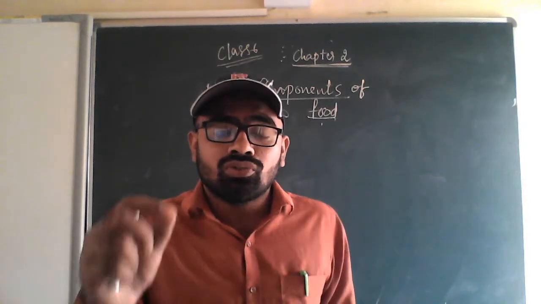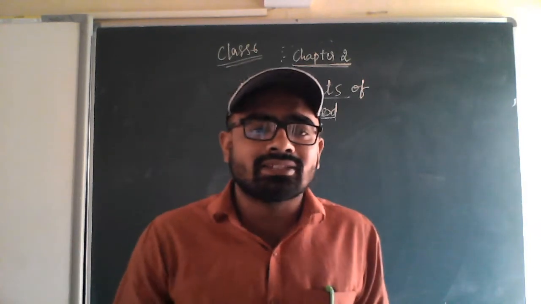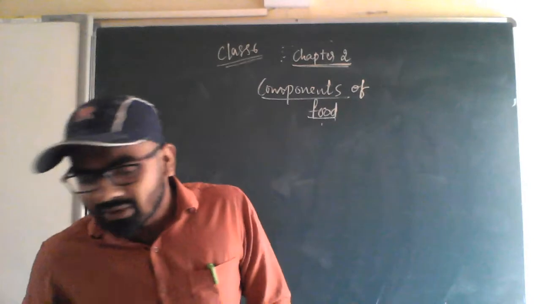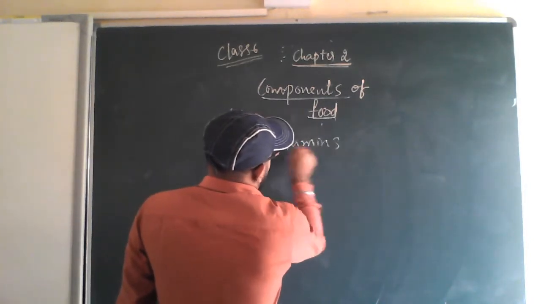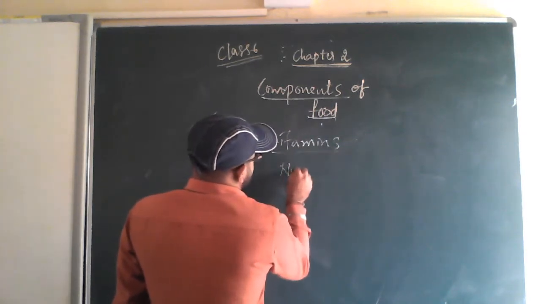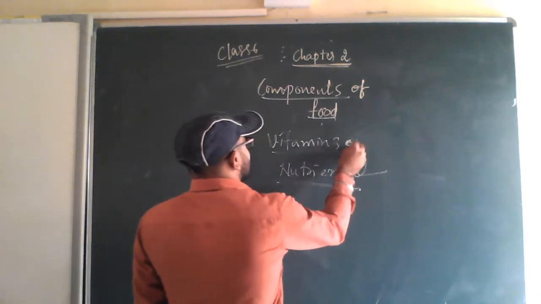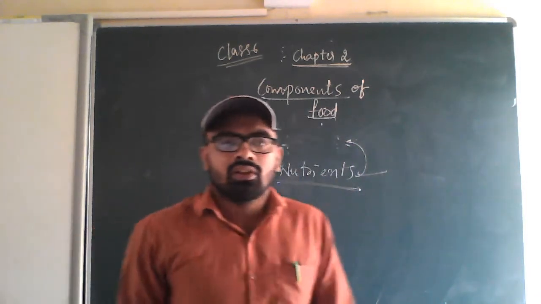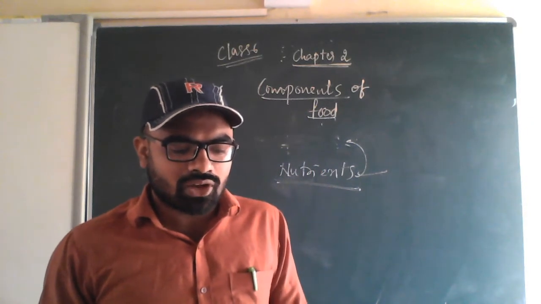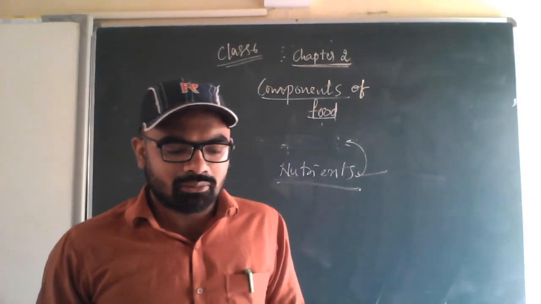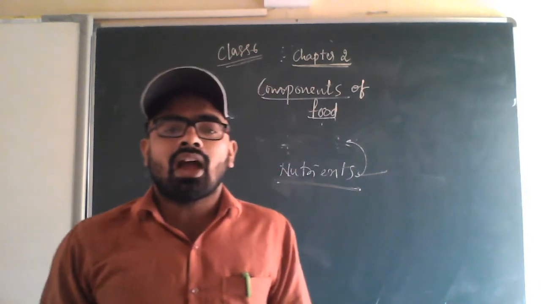There are some materials which are very useful to our body, and our body needs them. Those are called nutrients, not only vitamins. Vitamins come within nutrients. The major nutrients in our food are carbohydrates, proteins, fats, vitamins, and minerals. In addition, food contains dietary fibers and water, which are also needed by our body.